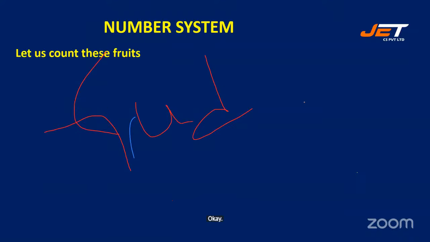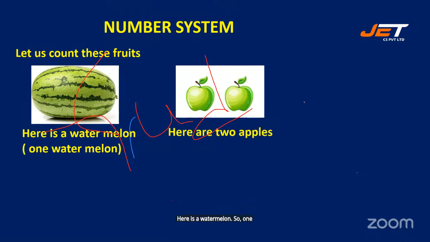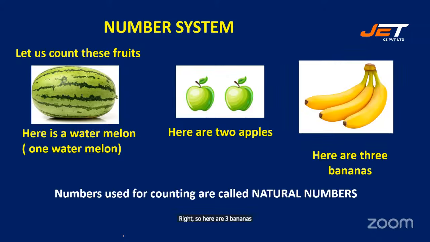All right. So let us count these fruits. Here is a watermelon. So one watermelon, and here are two apples, and here are three bananas. So here are three bananas. Now, numbers used for counting are called natural numbers.